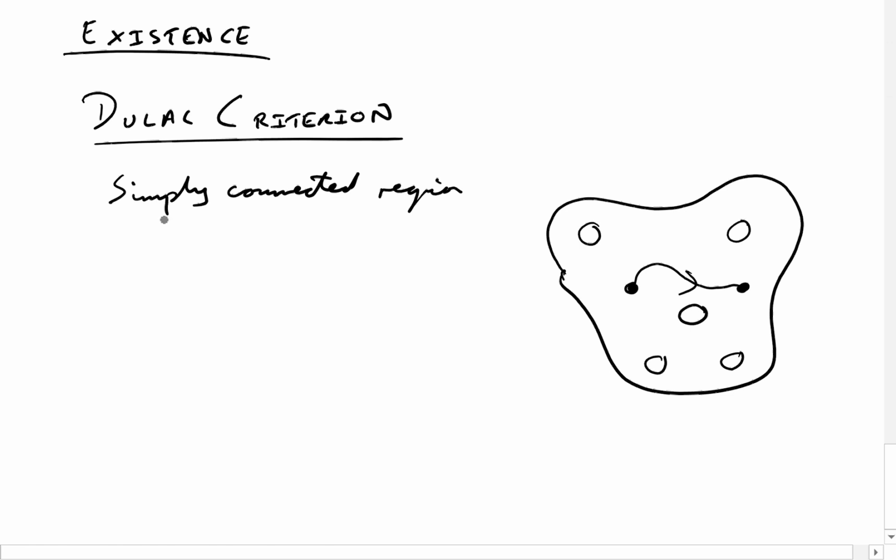If it's simply connected, it means you've got no holes. It's a slice of cheddar, if you like. You get rid of the holes and fill them in. So that's a simply connected region.